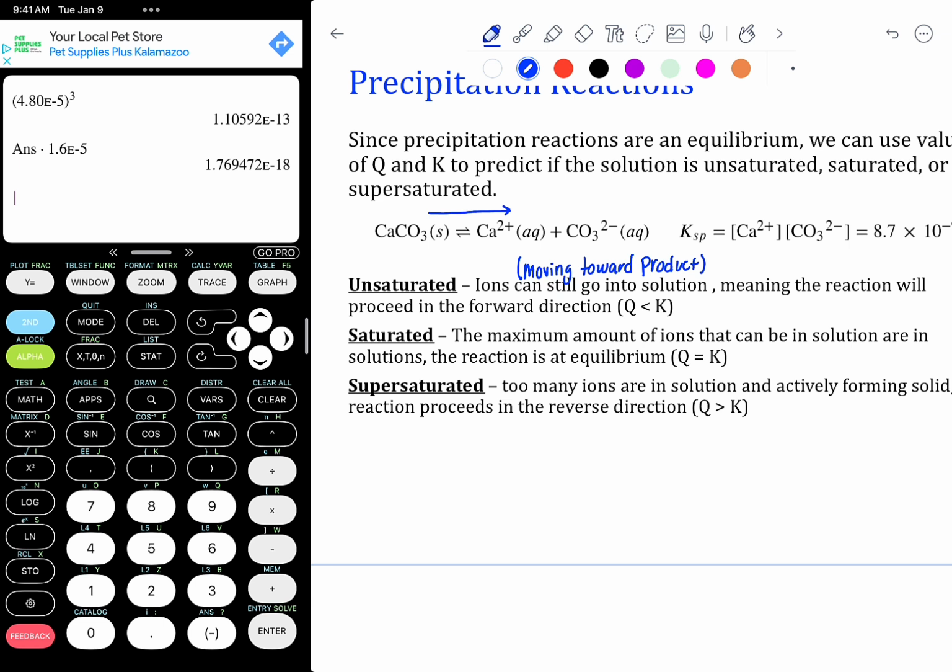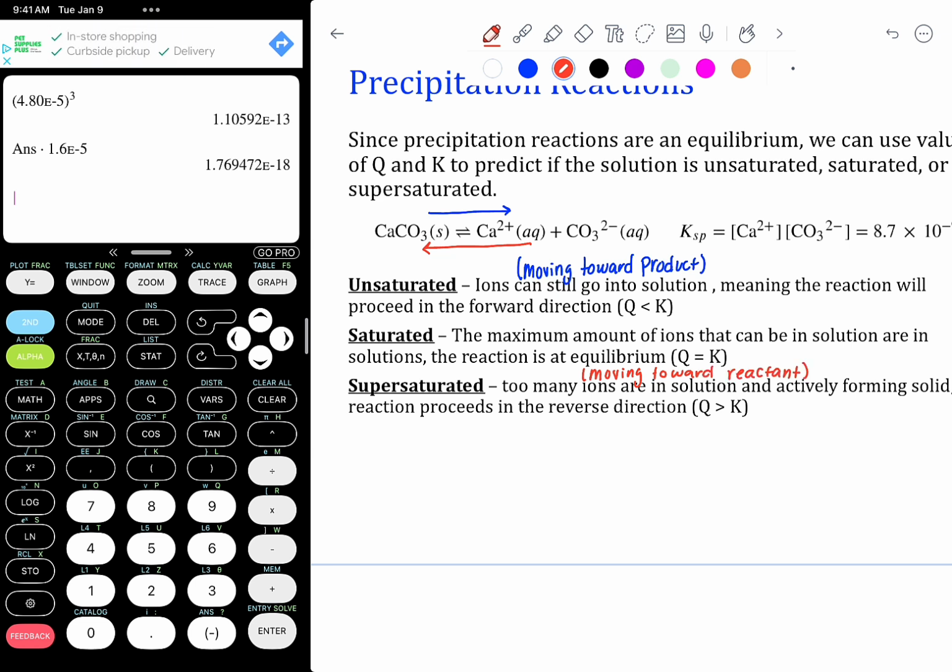We next have a supersaturated solution, and this is when we have too many ions or too much solid in solution, and we're actively forming a solid. We're actively taking out those ions and making our solid. So we're actually going in the reverse direction. There are too many ions in solution. We need to start forming our reactant. So we are moving toward the reactant side.